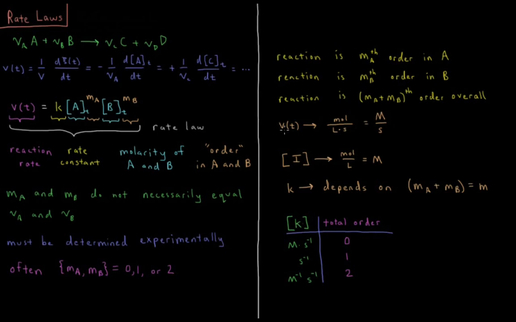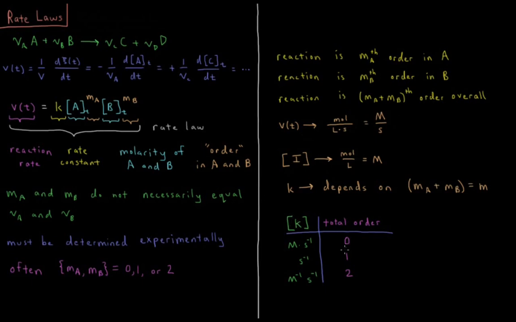Okay, so the units on the rate of reaction are moles per liter per second, or molar per second. So the concentration of each of these species that show up is going to be moles per liter, or molar. So the units on the rate constant depend on the overall order in the reaction, mA plus mB. And if we have more reactants, there could be more reactants in there as well. Whatever the total order of the reaction is determines the units of the rate constant.